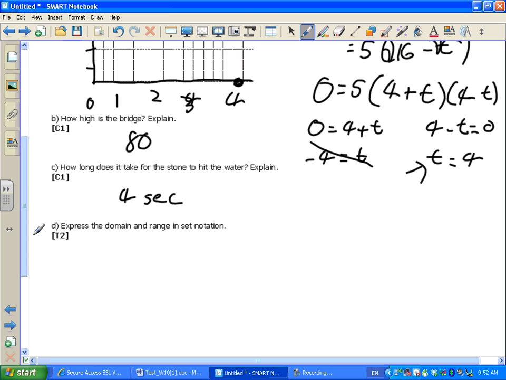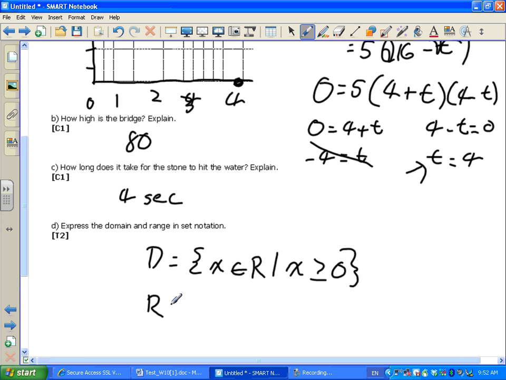And finally, the domain and range. Now, you need to make sense of this. Because you cannot drop a rock before 0, we can't go back in time, our domain is going to start at 0. So our domain is x is every real number such that x is greater than or equal to 0. And our range, y is a set of every real number.